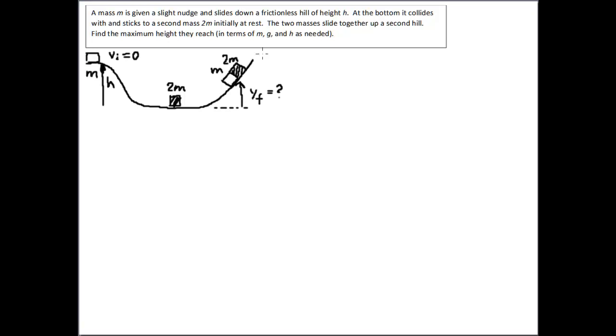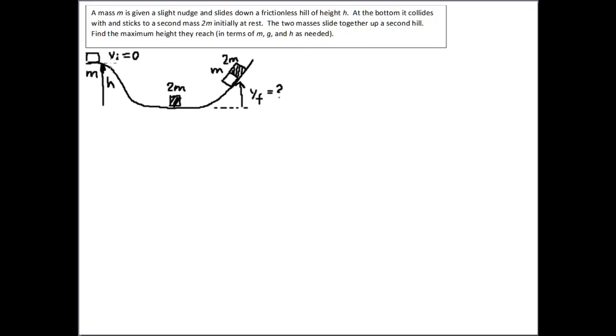So here's the problem. A mass m is given a slight nudge and slides down a frictionless hill of height h. At the bottom it collides with and sticks to a second mass, 2m, initially at rest. The two masses, because they stick together, slide together up a second hill. Find the maximum height they reach. And this will be an answer, I've called it y final in the sketch, in terms of m, g, and h as needed. So, how do we tackle this problem?